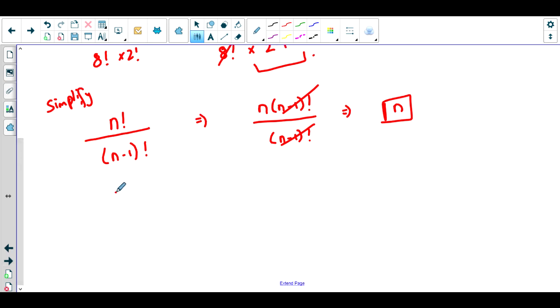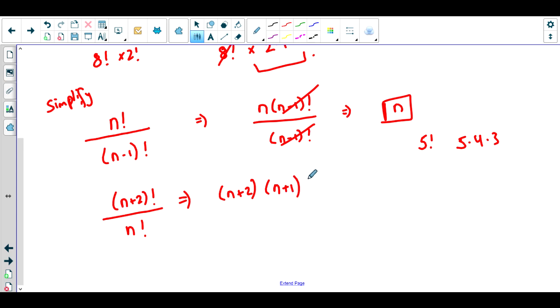Let's take another example. We have n plus 2 factorial over n factorial. How to solve this one? See, this is n plus 2. What will be the next number from n plus 2? We subtract 1, because in factorial we subtract 1. Like if it's 5 factorial, we go 5, then 5 minus 1 is 4, then 3, then 2, like this. If it's n plus 2, the next one will be n plus 1, and the next one will be n factorial, divided by n factorial. So n factorial cancels with n factorial. We are left with n plus 2 into n plus 1. This is our answer.